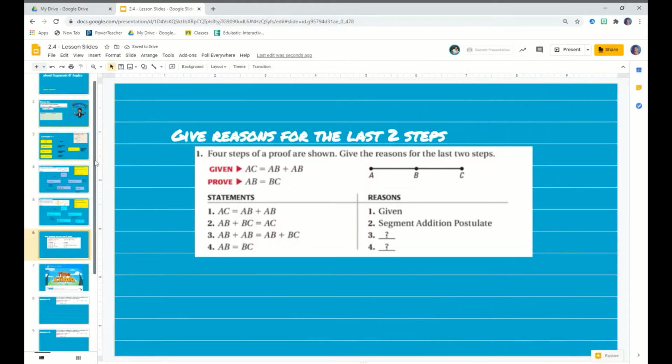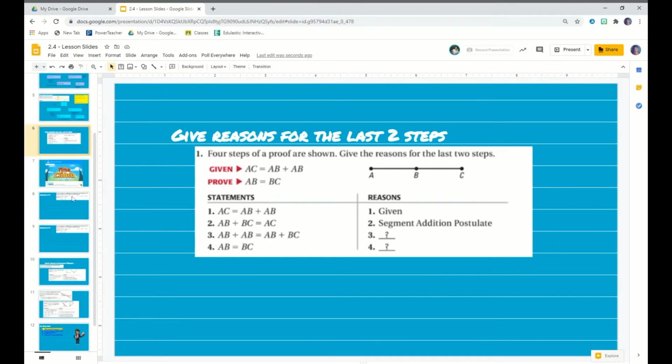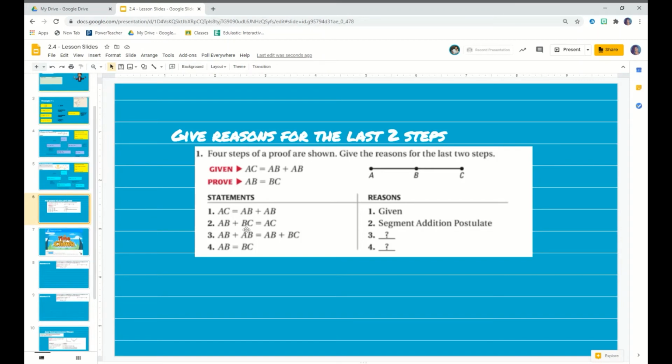Well, I know AB is the entire segment, and I can always use the segment addition postulate. I can say AB is equal to AM plus MB. Segment addition postulate.